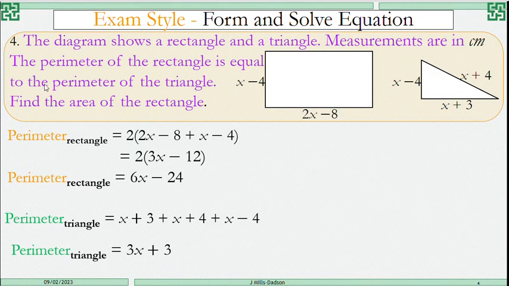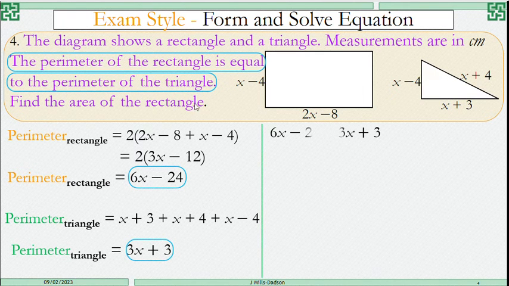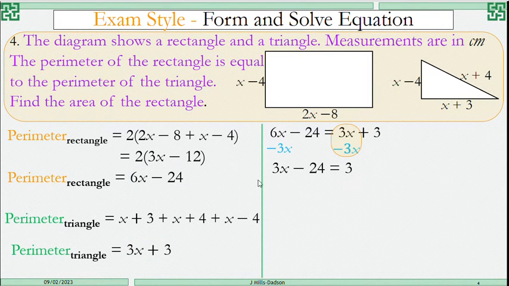Now the question says the perimeter of the rectangle is equal to the perimeter of the triangle. So all I need to do is to equate the two expressions for the perimeter, and then solve the equation. I have 6x on the left hand side, so I'm going to group all on the left hand side by taking away 3x from both sides. So taking 3x from both sides, you're going to have 3x minus 24 is equal to 3.